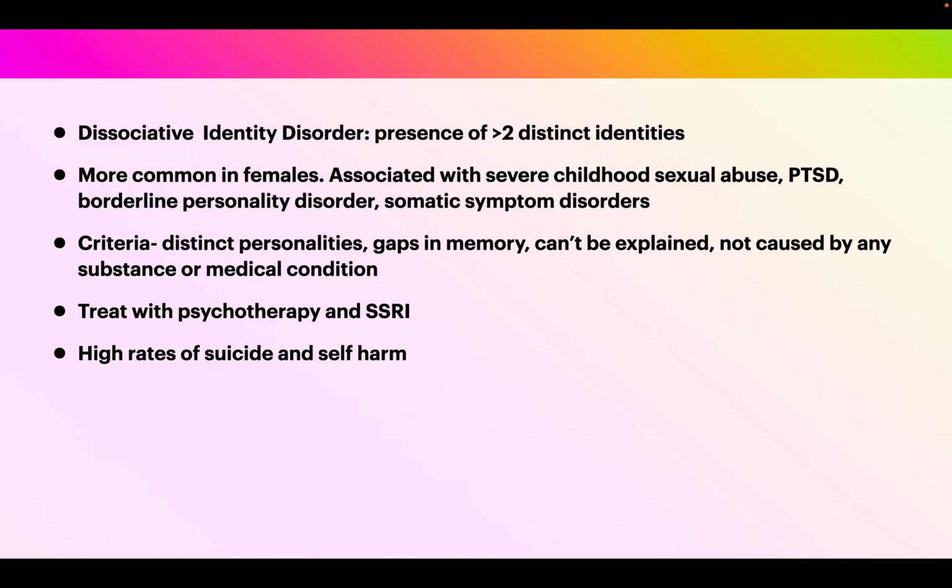Okay, DID, notorious, isn't it? So the criteria is presence of 2 or more distinct personalities. It's more common in females, and it's usually caused by very severe childhood sexual abuse. It's also associated with PTSD, borderline personality disorder, and some kind of somatic symptom disorder. The criteria is the distinct personalities, gaps in memory, and once again, this can't be explained.